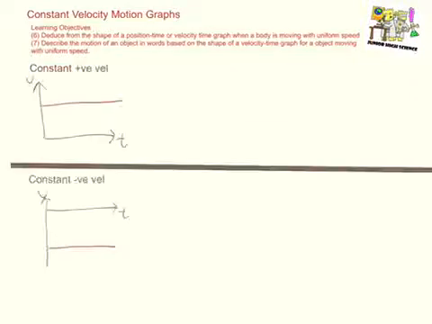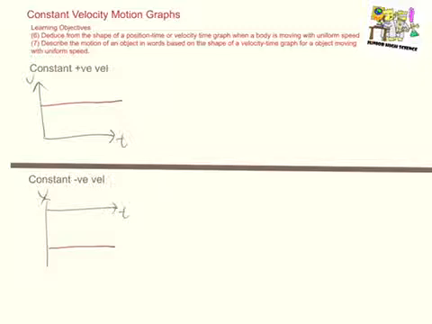Hello everyone, this video is a revision on the motion graphs for objects moving with constant velocity. You can now see two examples of objects moving with constant velocity. The top example shows an object moving with constant positive velocity, and the example at the bottom shows an object moving with a constant negative velocity.